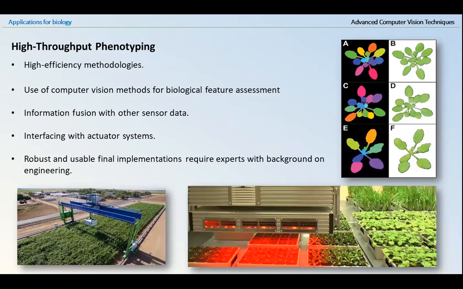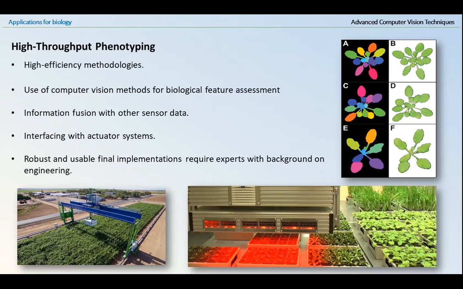So that's why the concept of high throughput phenotyping is proposed, which is becoming more and more popular in biology thanks to the advances in the application of computer vision systems. This concept references the use of computer vision methodologies in a highly efficient way for automated visual feature assessment. It can also involve gathering other kinds of sensory data besides images, like temperature, humidity, lighting, or other readings.